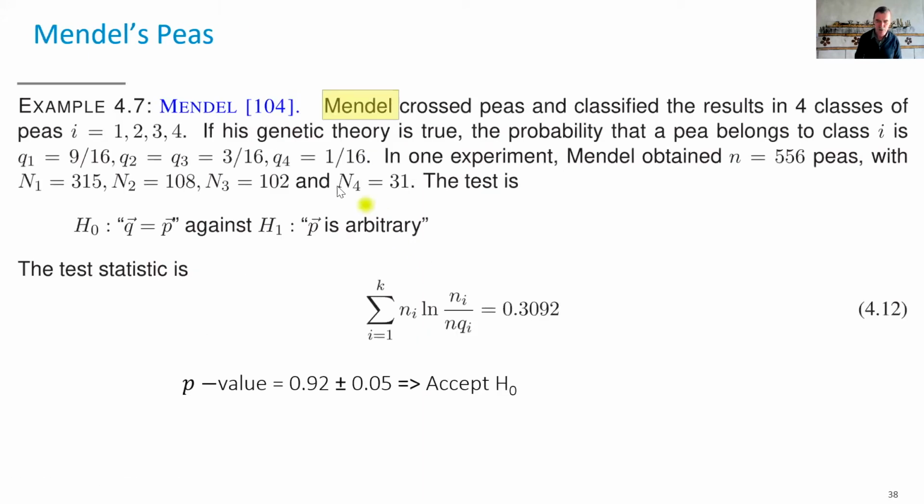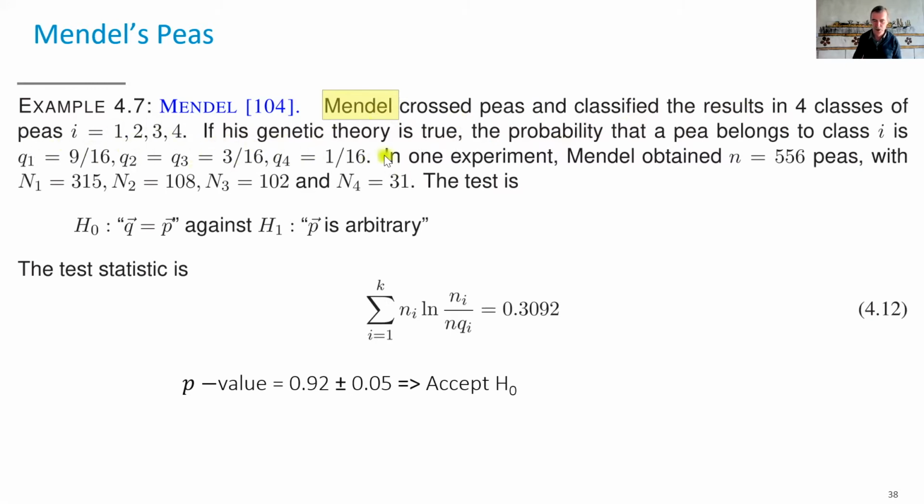So I did that for this specific example. Mendel's peas, this is the very first historical example of this story, which is perhaps at the beginning of two theories, genetics and statistics. So Mendel crossed peas, the green peas that you eat in the UK in particular, and peas can be of different types. They can be yellow, they can be wrinkled, etc. So he had different types of peas. He crossed them by fertilizing different plants and classified the results in four classes of peas. If his genetic theory was true, then the distribution in the classes should be the following one.